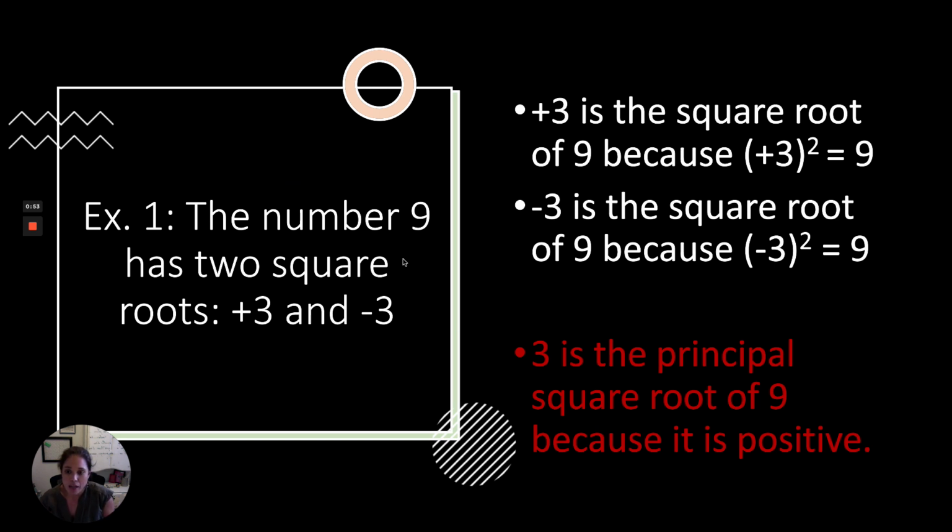So the number 9 has two square roots. We have a positive 3 and a negative 3. This is because if we square a positive 3, we get a positive 9. And if we square a negative 3, we get a positive 9. That is because negative 3 times negative 3 is positive 9. So we want to say positive 3 is the principal square root of 9 because it is positive.